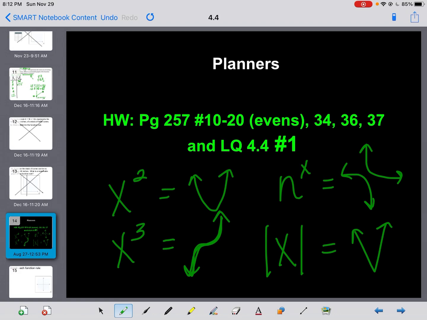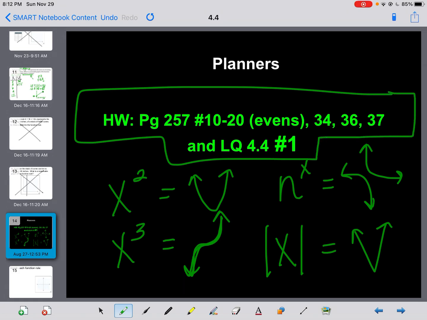Okay, this is a 2-part lesson, but your assignment is going to be page 257, 10 through 20 evens, 34, 36, 37, and the lesson quiz.